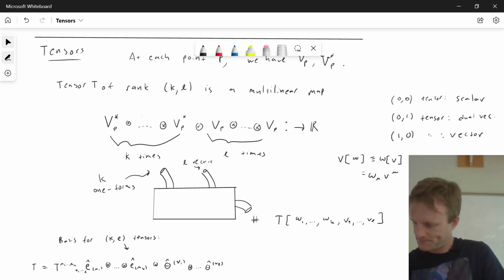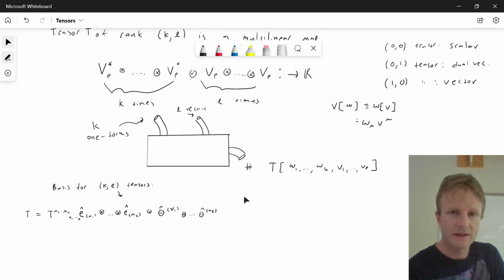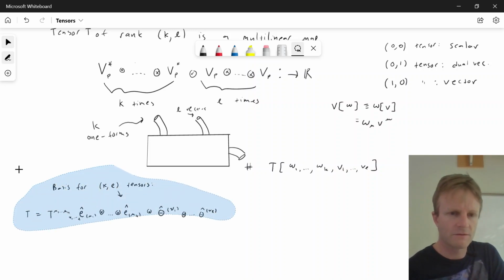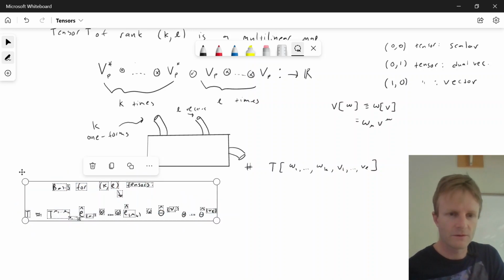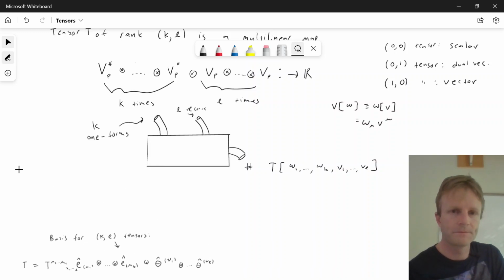All right. Now, put off this basis thing since we had questions about tensor product last time. Let's go over that. Let's move the basis down. And let's talk about tensor product.